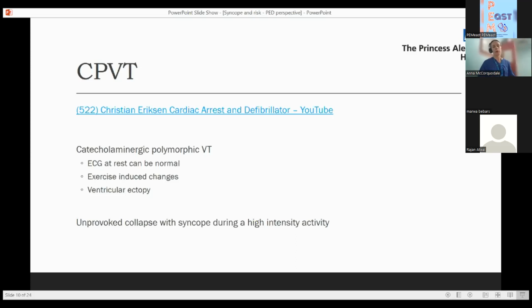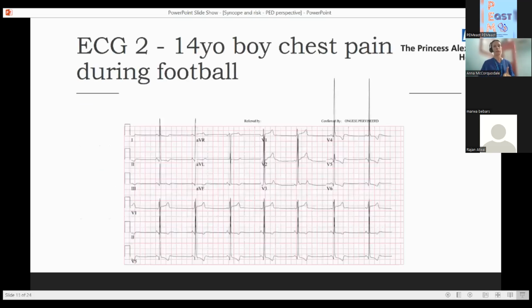An unprovoked collapse with syncope definitely needs investigating, and that needs to go to cardiologists. What these children need is a tape, but they also need to be advised not to exercise until they've had an exercise test, because we can put them on the treadmill and we can make some exercise and we can watch for these ventricular ectopics coming out. It's not a difficult diagnosis to make if you've got the right test, and if you have access to the right test. So that puts that boy to the side.